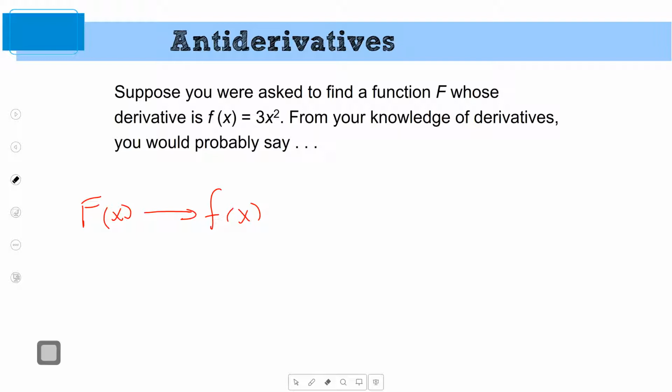Question? Could you have a constant? Plus 10. You would still get 3x squared, because a constant would drop out. So capital F could be x cubed plus 10. Why 10? Or just any constant. Pi. E. Negative 14. Of a billion? I think so. So it's not only x cubed. I mean, it could be x cubed. There are other possibilities.